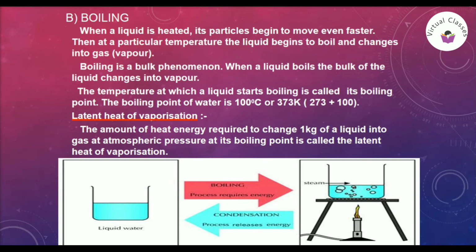Now let's come to boiling. When a liquid is heated, its particles begin to move even faster. Then, at a particular temperature, the liquid begins to boil and changes into gas or vapor. Boiling is a bulk phenomenon. When a liquid boils, the bulk of the liquid changes into vapor. The temperature at which a liquid starts boiling is called its boiling point. The boiling point of water is 100 degrees Celsius or 373 Kelvin. Latent heat of vaporization: it is the amount of heat energy required to change 1 kg of a liquid into gas at atmospheric pressure at its boiling point.